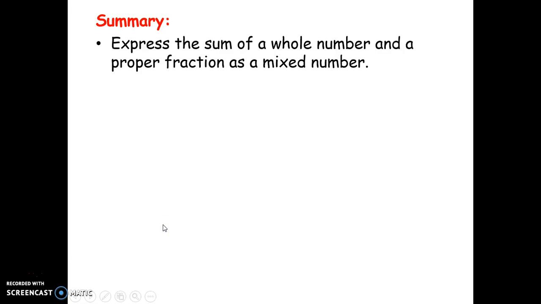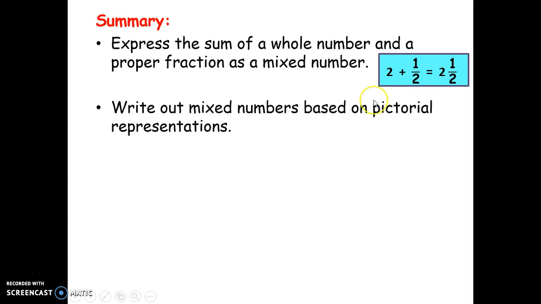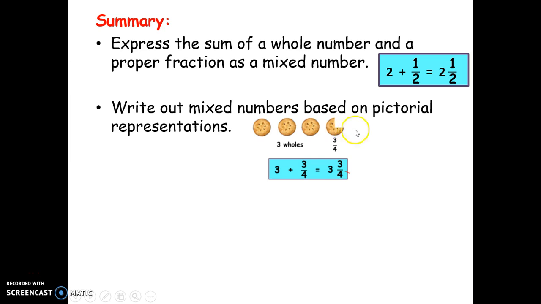Alright, to sum up today's lesson, these are what we have covered today. Firstly, we have learned to express the sum of a whole number and a proper fraction as a mixed number. There's a snapshot here to enable you to recall what we have covered earlier on. Next point, we have also learned to write out mixed numbers based on pictorial representations. Like this, you can draw circles to represent the whole numbers and the proper fractions. And this is the mixed number.